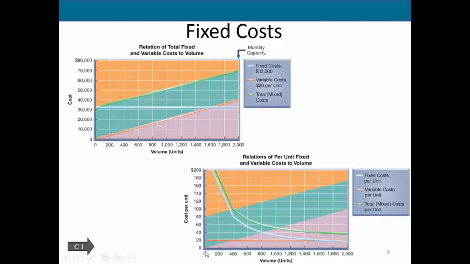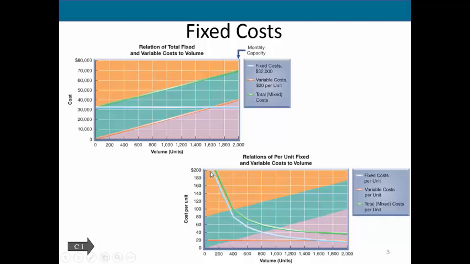So what this tells us is it doesn't matter if we make 0 units, 200 units, or 2,000 units. Each of those units will cost us $20 per unit for our variable costs. So that variable cost per unit dollar amount does not change. That's why this is a variable cost line and it is horizontal.